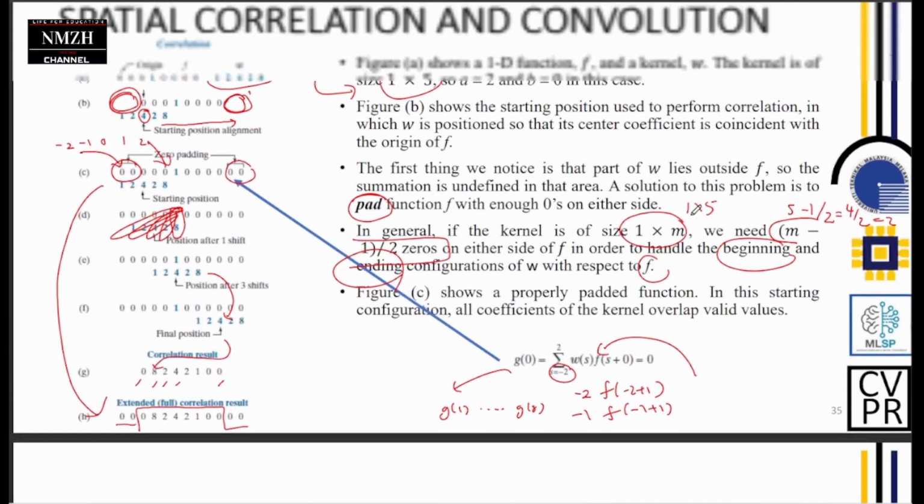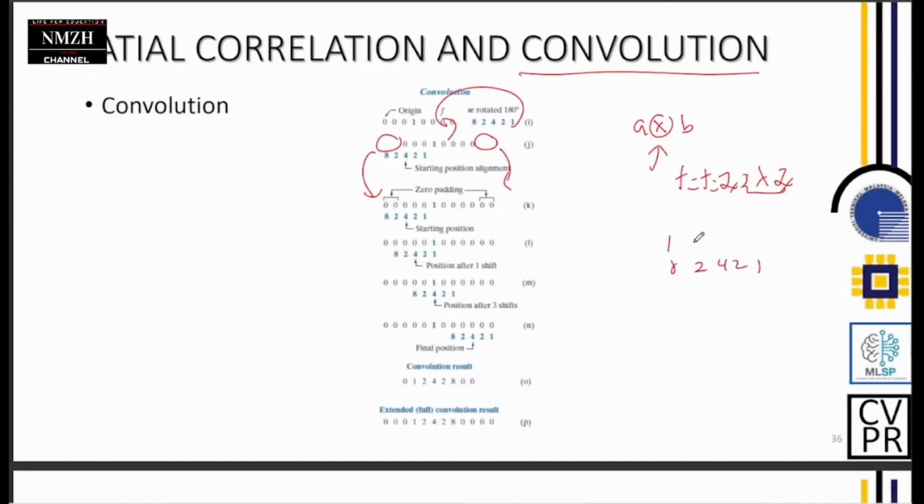The original is 1, 2, 4, right? So 1, 2, 4, 2, 8 will be reflecting to, not this one, by the way. The most back value will be the front, the second will be the second front, the fourth will be the third, and the second will be the second, and the first will be the last. So that will be convolution.